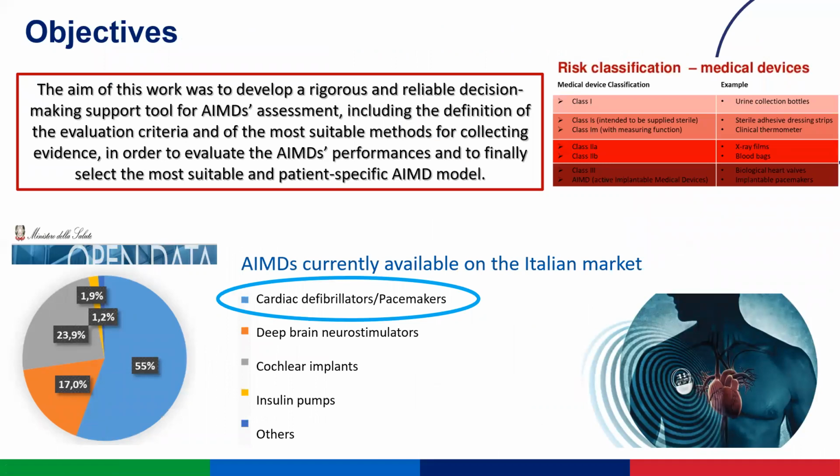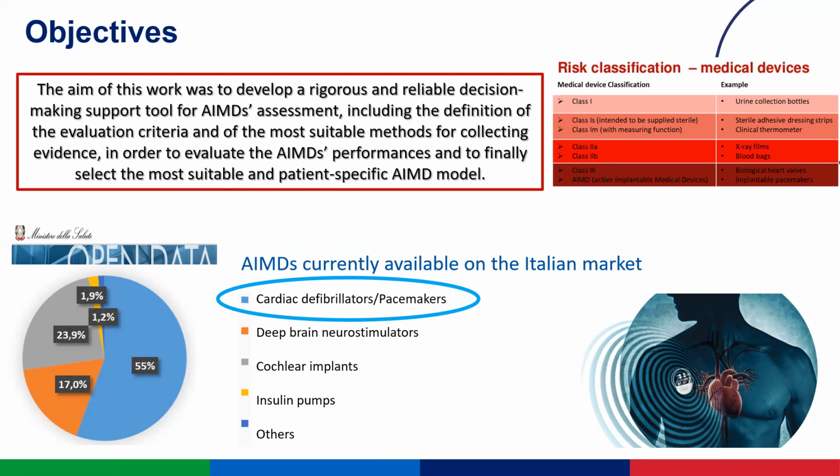So, taking into account this background, the work I'm going to present is focused on a particular class of medical devices, the one with the highest risk class, that are the active implantable medical devices. The aim of our work was to develop a rigorous and reliable decision-making support tool for active implantable medical devices assessment, including the definition of the evaluation criteria and of the most suitable methods for collecting evidence in order to evaluate the active implantable medical devices' performances and to finally select the most suitable and patient-specific model.